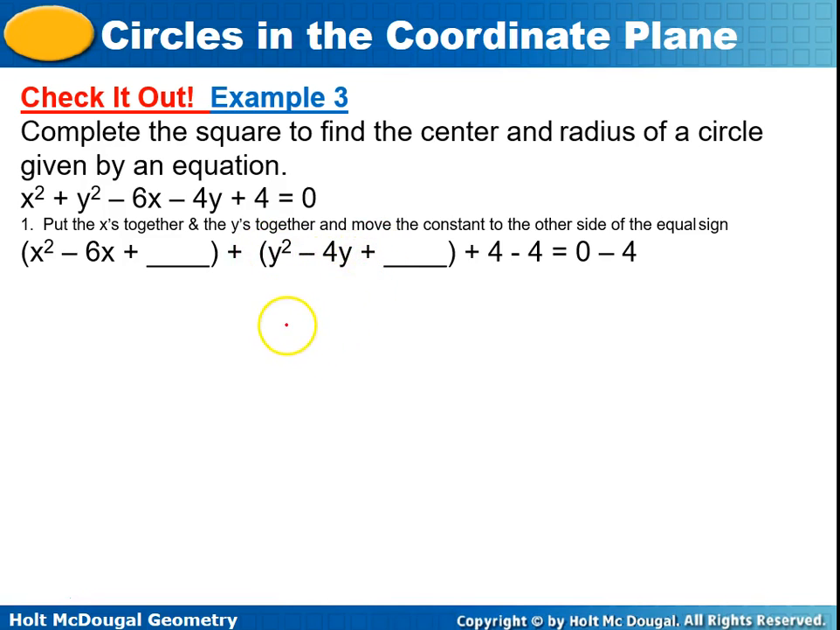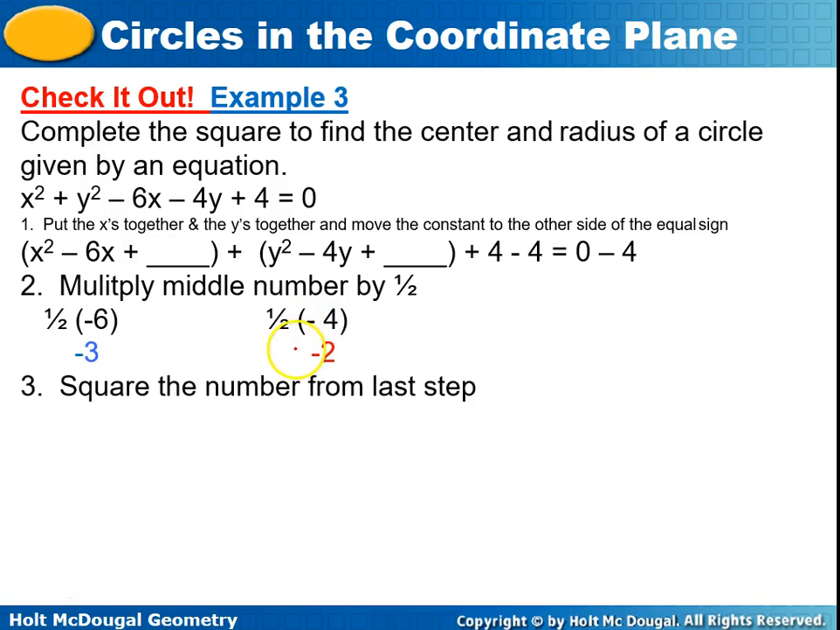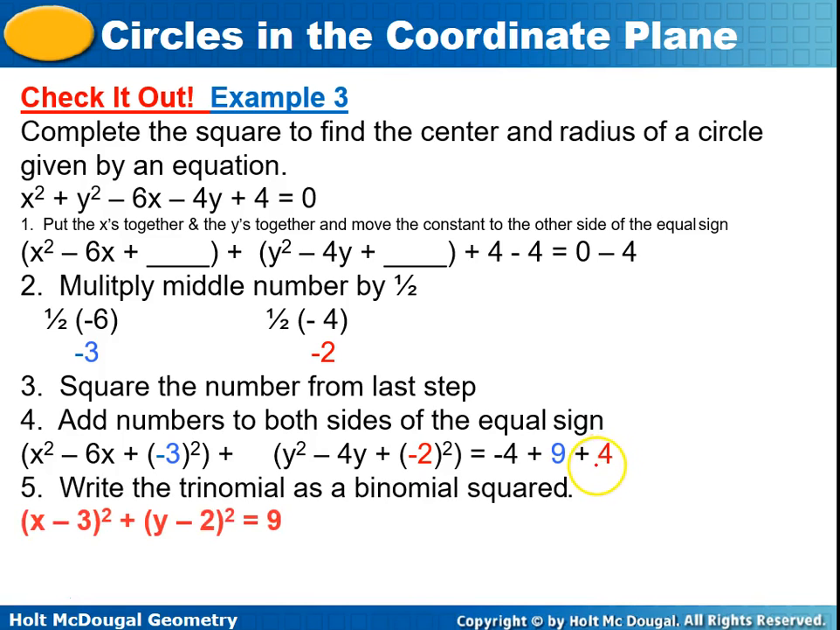That gives us y minus 2 squared. Again, we're going to take that negative 2 and square it. Anything squared is a positive number, so negative 2 squared is 4. So that's our next step. So we get negative 3 squared here, and we get negative 2 squared there. And remember, negative 3 squared is 9, so we have to add that 9 to the right side. Negative 2 squared is 4, so we have to add that 4 to the right side over here.